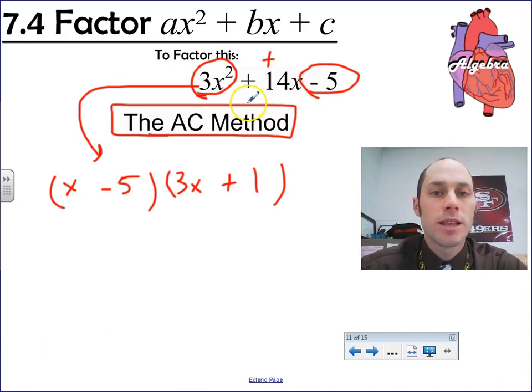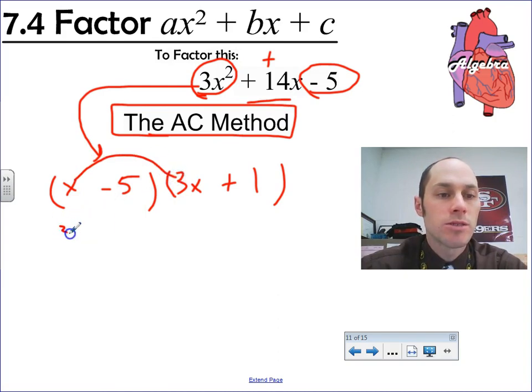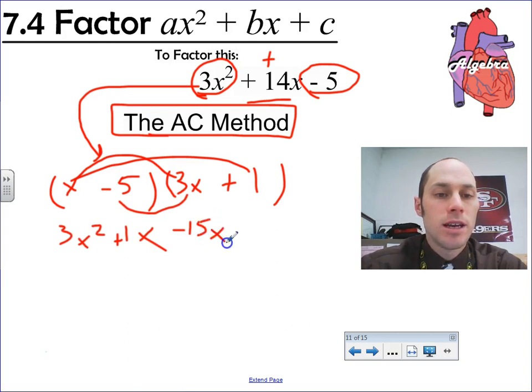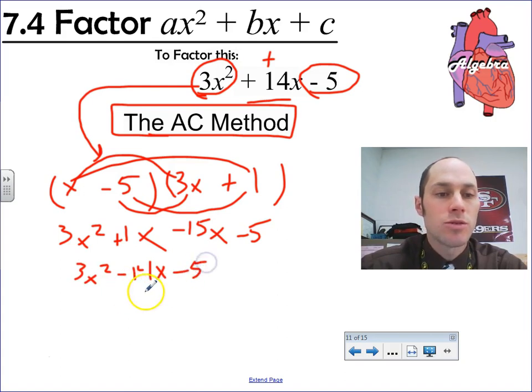So let's check how we get that sum of 14x. So let's multiply it out. So here we have to do a little bit of guess and check. x times 3x is 3x squared. x times 1 is plus 1x. Negative 5 times 3x is negative 15x. And negative 5 times 1 is negative 5. So that gives me 3x squared minus 14x minus 5. So we almost have it right, just the sign is wrong.